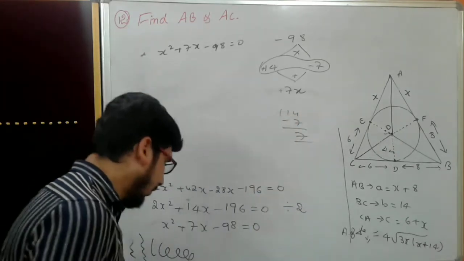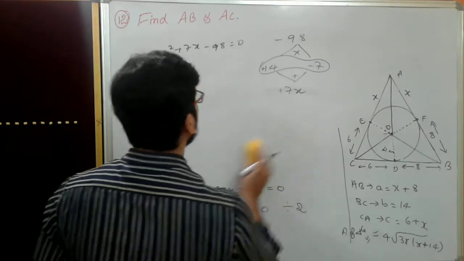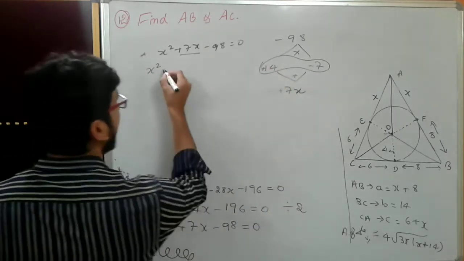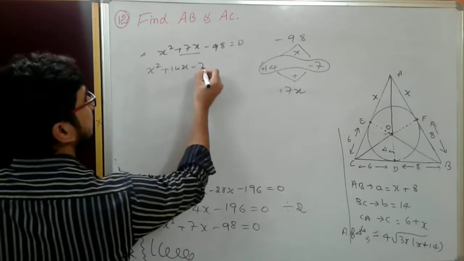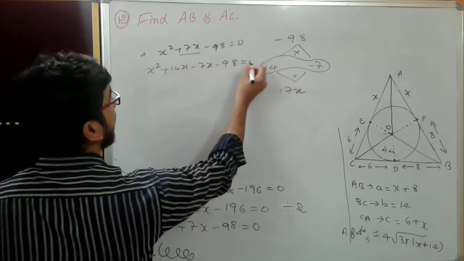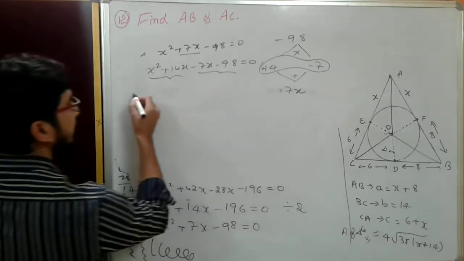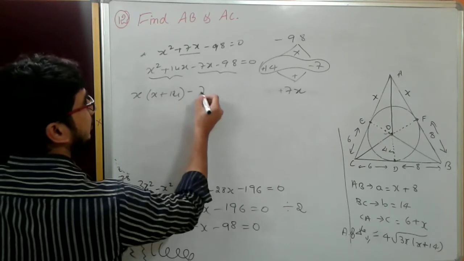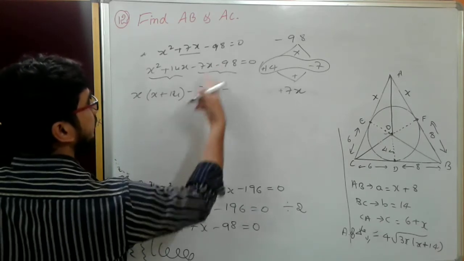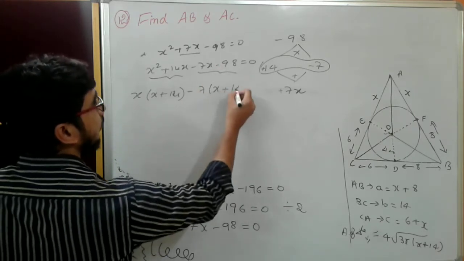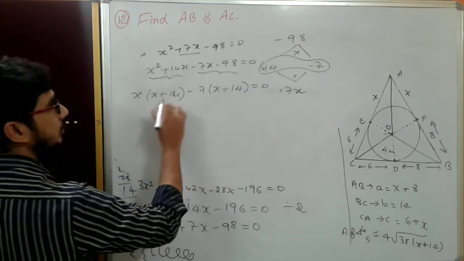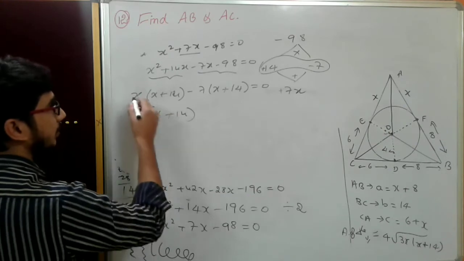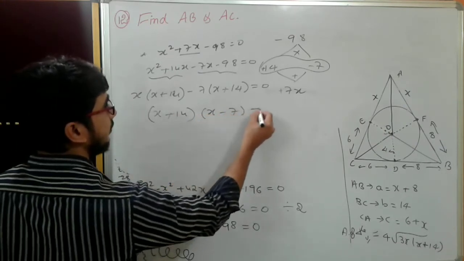Okay, so I'll erase this. In the place of 7x I have to write this. So x square plus 14x minus 7x minus 98 is equal to 0. Separately factorize: x you take common, x plus 14. Minus 7 you take common, x minus 98 becomes x plus 14. Both are the same common, so take x plus 14 outside. Remaining x minus 7, which is equal to 0.